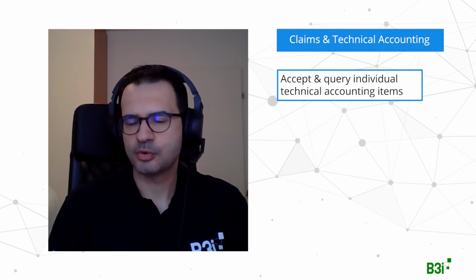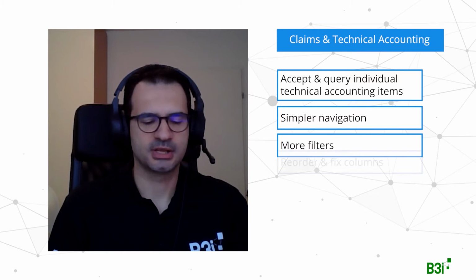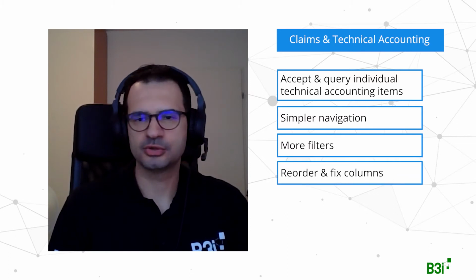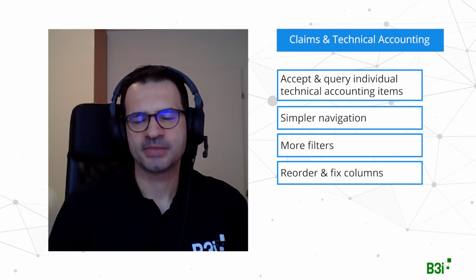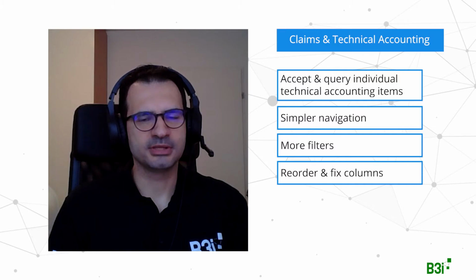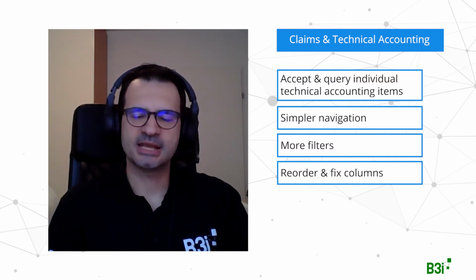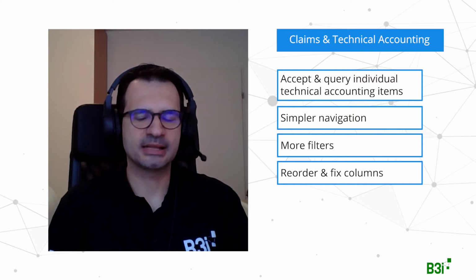Yes, so with technical accounting and claims, we introduced them for CAD Excel with the previous release, and we've listened to some of the feedback from our customers, so we continue making improvements around these features. So we made improvements to the usability of these components. So now it's easier to sift through these technical accounting entries. There are more filters. There's the option to reorder and fix some of these columns as you're going through the list. But very importantly, we also enabled the ability to accept and query each individual technical accounting item.